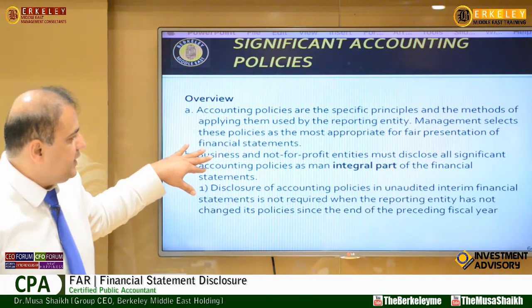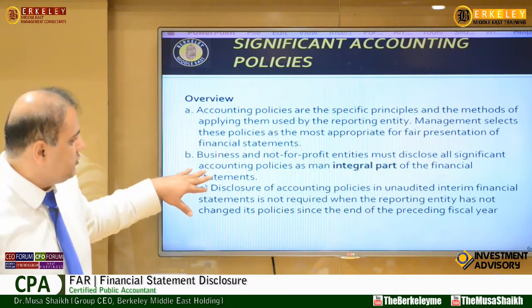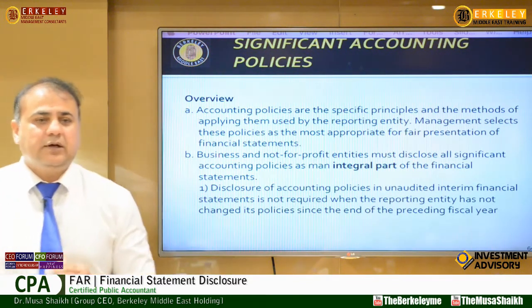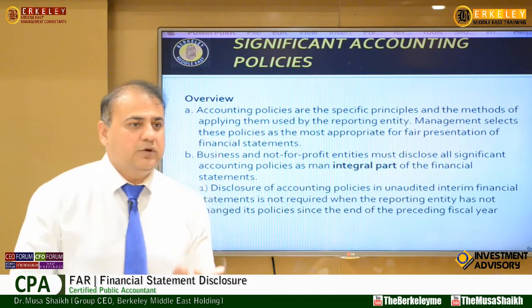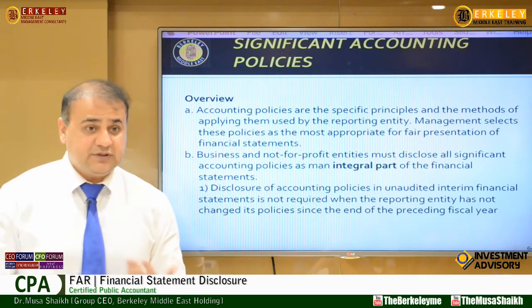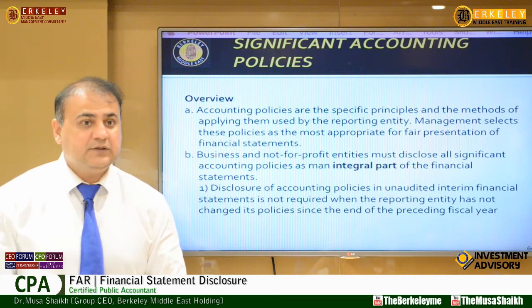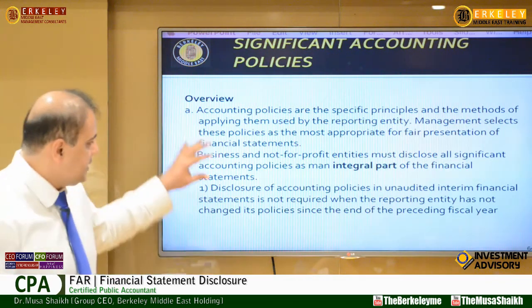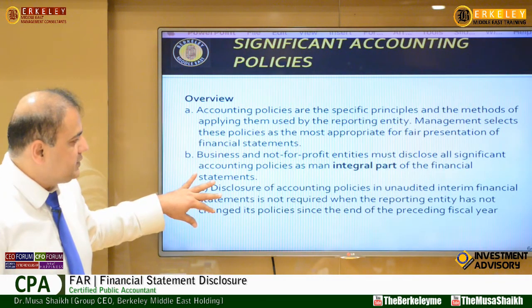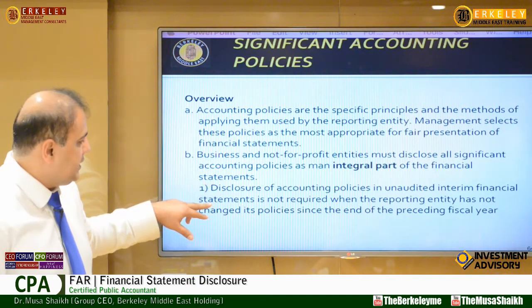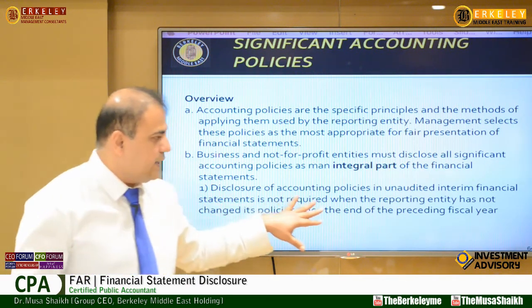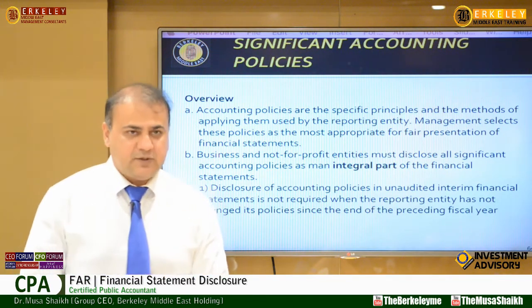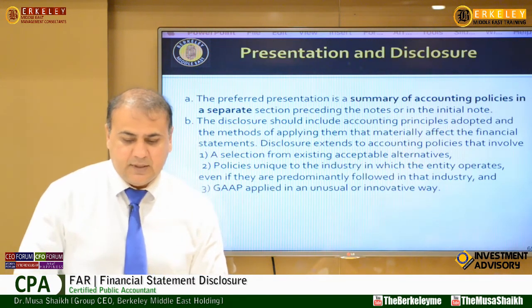Business and non-profit entities must disclose all significant accounting policies, the way you calculate depreciation, amortization, fair value adjustment. These all have some policies in the mind of management. So this needs to be disclosed. Disclosure of accounting policy in unaudited interim financial statements is not required, while in the full set at year end this is required to be disclosed.